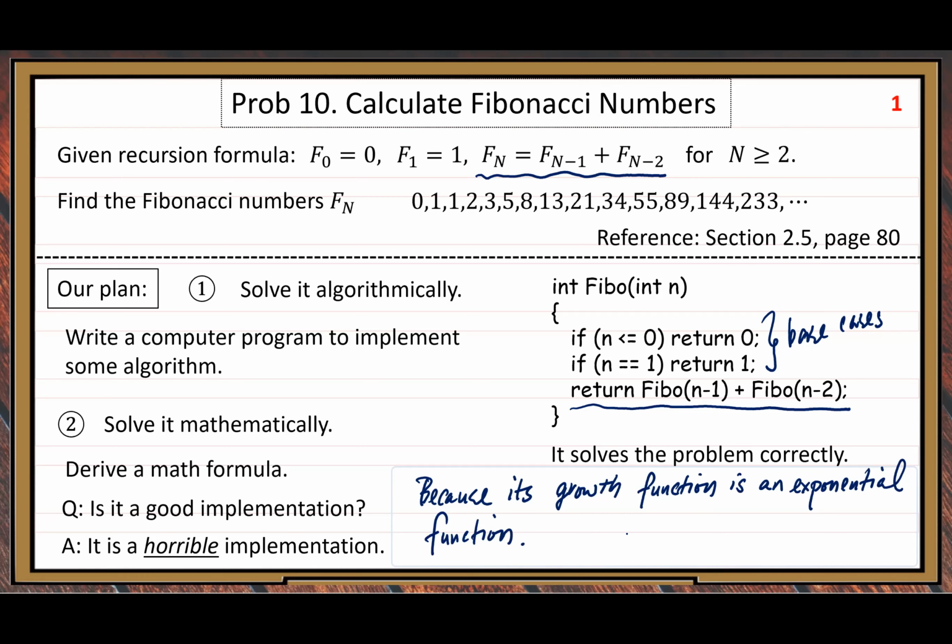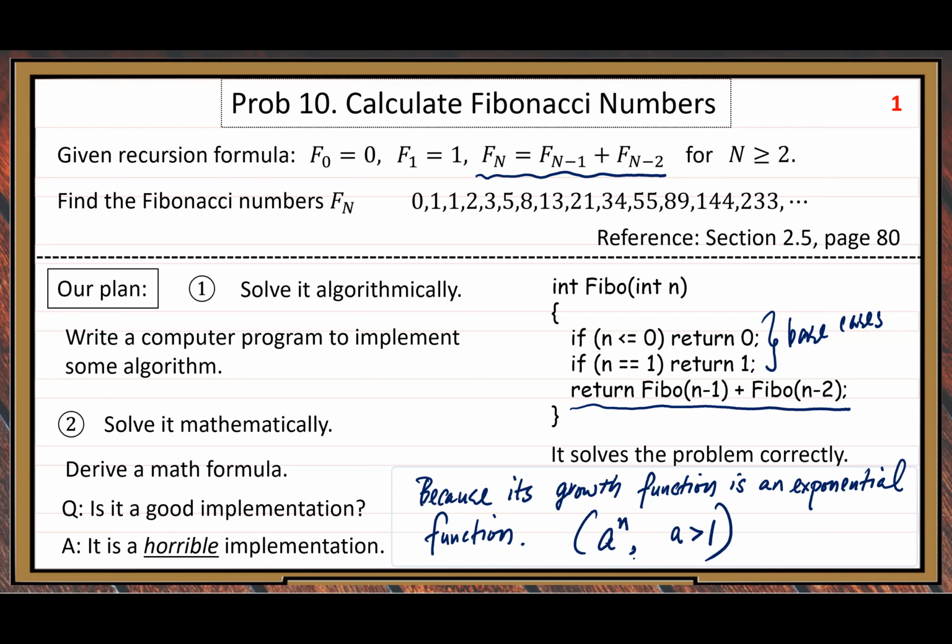Okay, exponential function, something like a to the nth, a greater than 1, like that. That's what I mean, horrible, extremely slow. Okay, yeah, we will see that. So why is it that its growth function is an exponential function? Yeah, we will see that later.